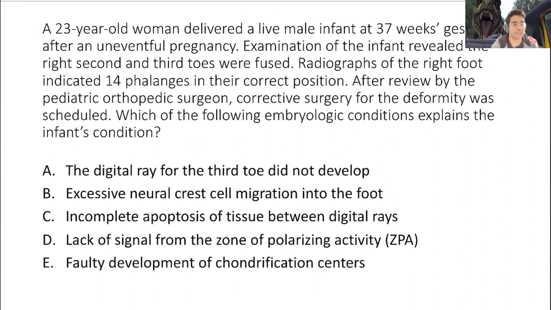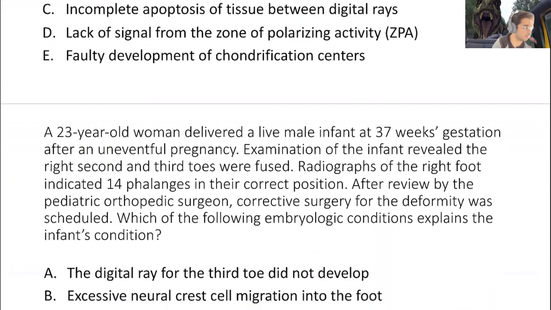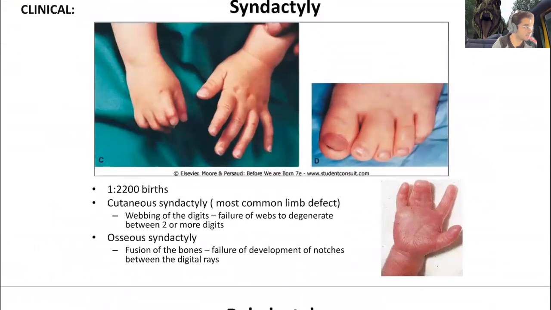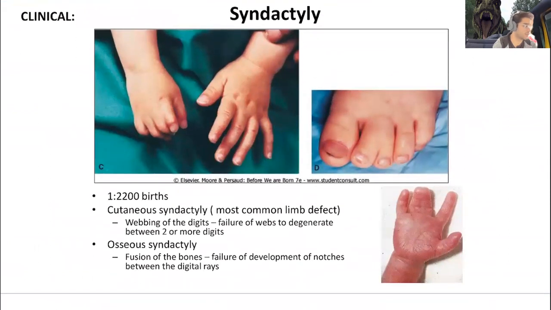This causes what particular presentation? This is syndactyly, right? Keep that in mind. Syndactyly, right? Webbing of the digits, failure of the webs to degenerate, and it causes the fusion. Now, are the bones separated here? Are the bones fused or separated, if it's cutaneous? Separated, right? The bones are fine. The problem is that apoptosis just didn't happen, right? That causes the epithelium to just basically dissolve.